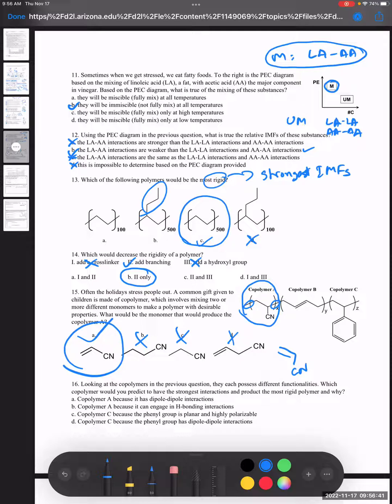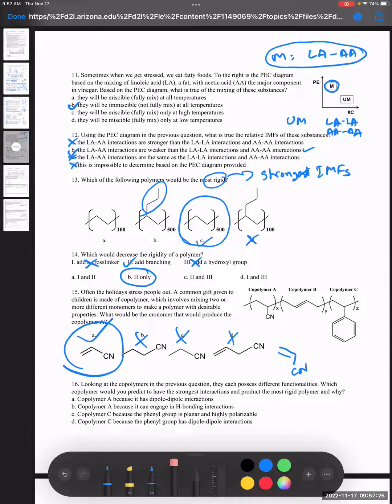Question 16. Which copolymer would you predict to have the strongest interactions and produce the most rigid polymer, and why? So let's see. All right. It is true that copolymer B is out, because even though it has these trigonal planar carbon atoms, it does not have anything else going on. Now, in copolymer A, we have the CN group, which is polar. It's going to have dipole-dipole interactions.